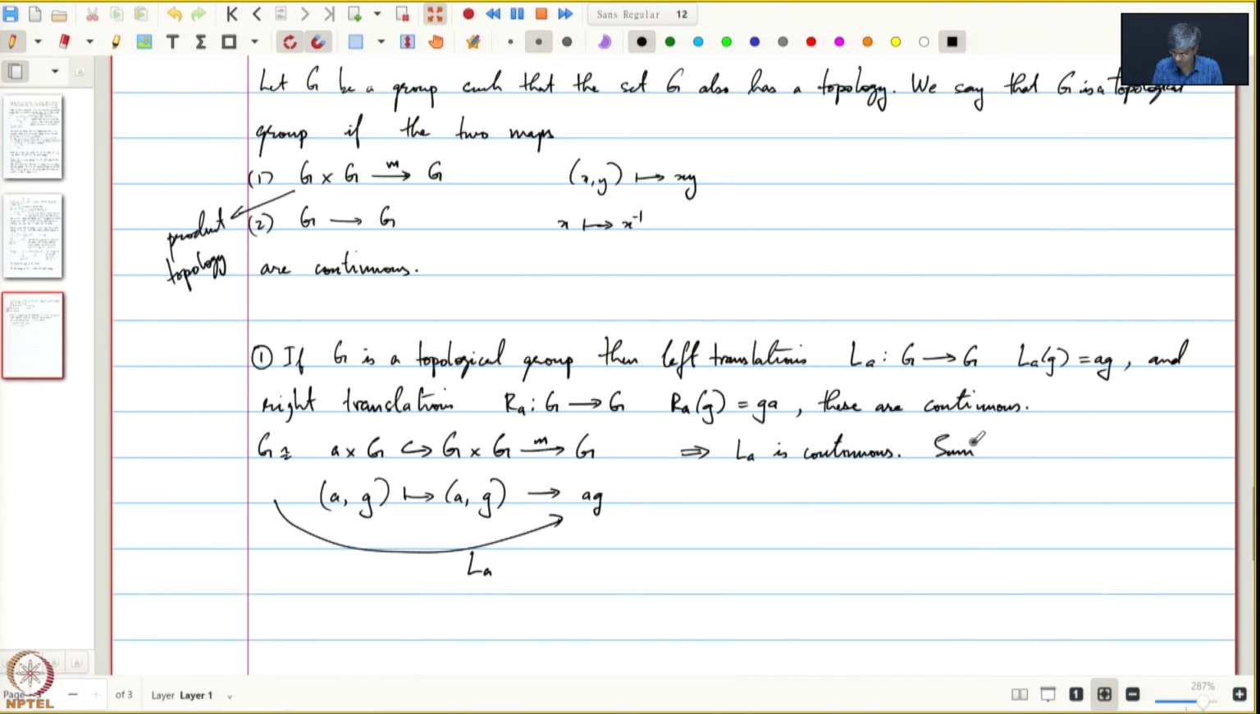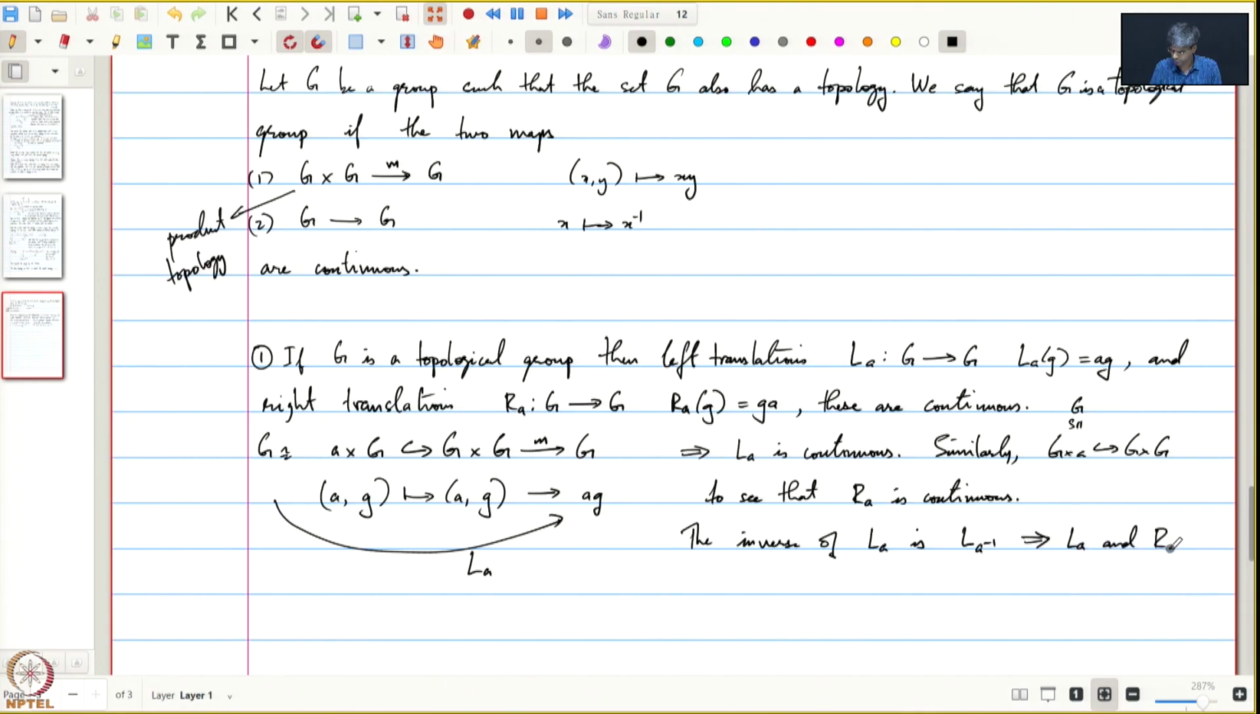Right? Similarly, we can take G cross {A} sitting inside G cross G. This is homeomorphic to G, and to see that the right translation R_A is continuous. Right? So the left translation is a bijection, and the set theoretic inverse is exactly L_A inverse. So this implies that L_A, and similarly R_A, are homeomorphisms.